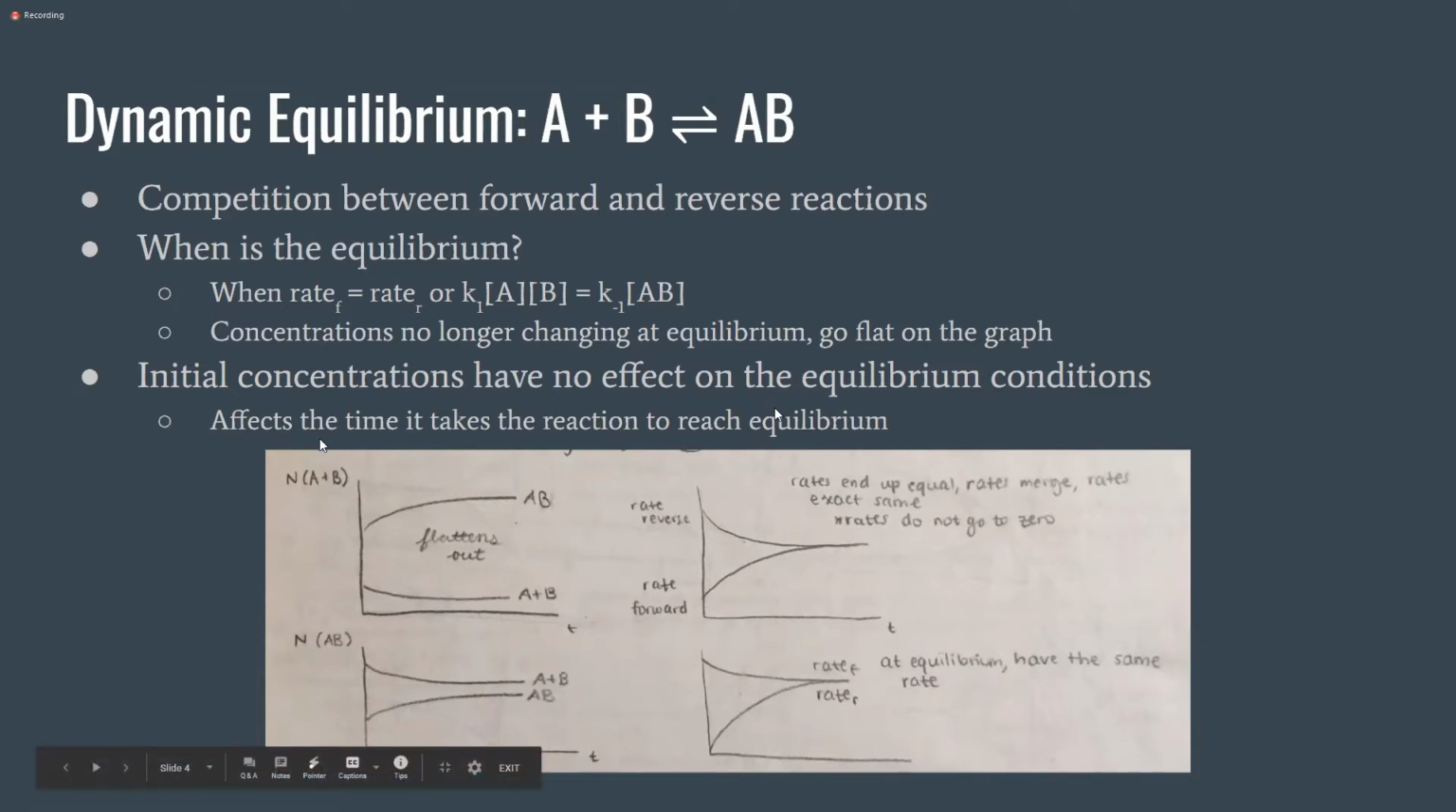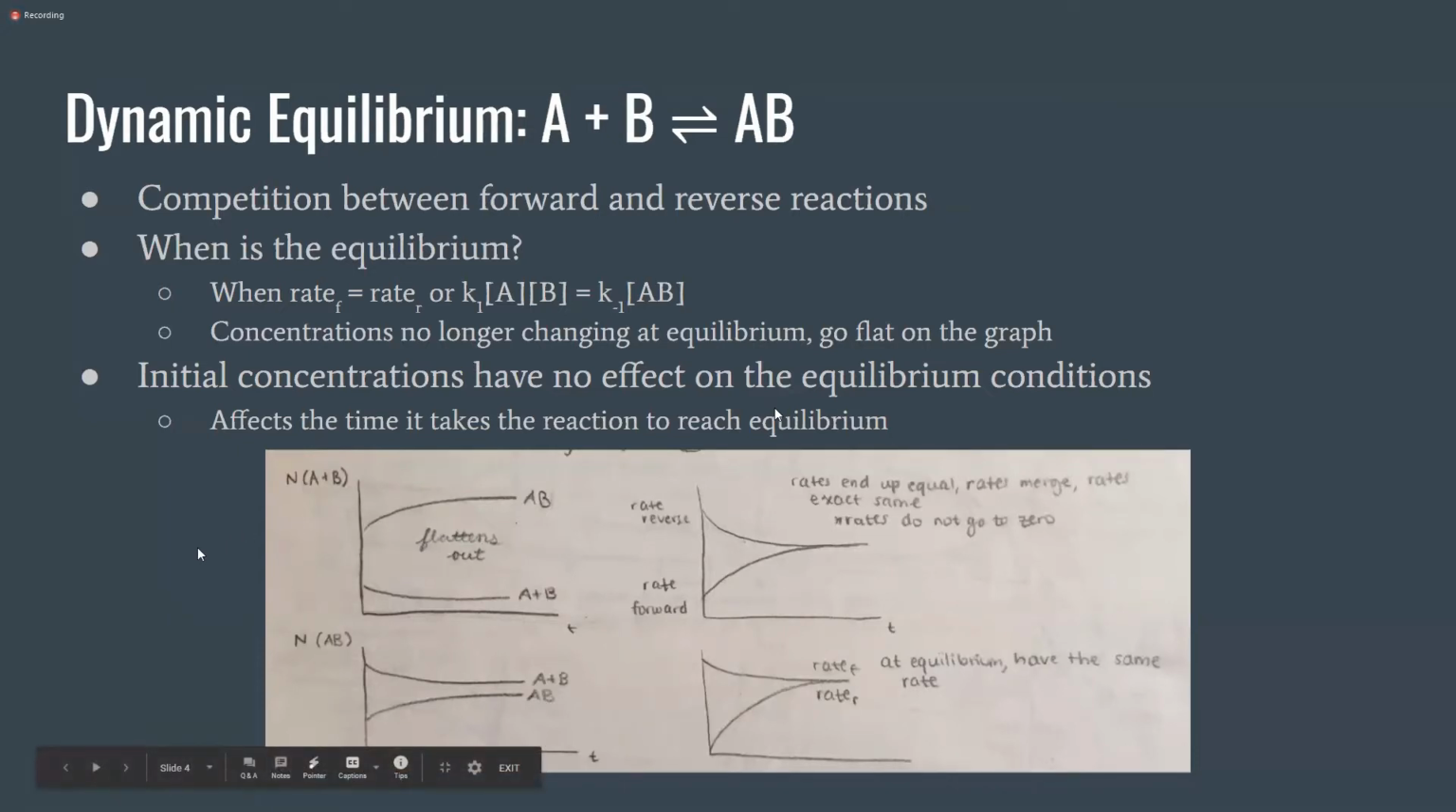What it affects is the time it takes the reaction to reach the equilibrium, because obviously if you start from a very far away place where you only have reactants, for example, it's going to take a while for the reaction to get to the place where you have the product versus reactant ratio that is required for the equilibrium. If you start from somewhere close, then it's going to take less time.